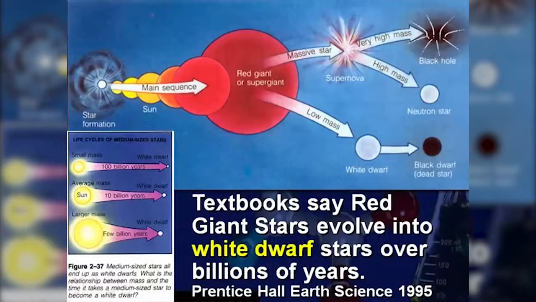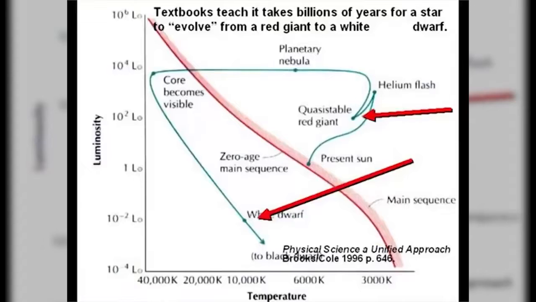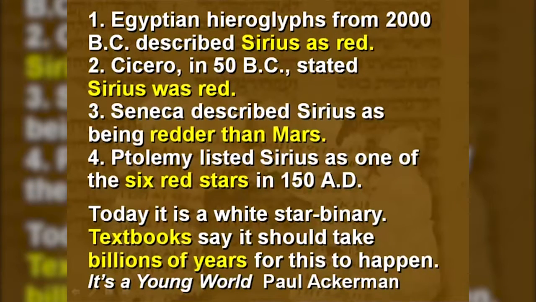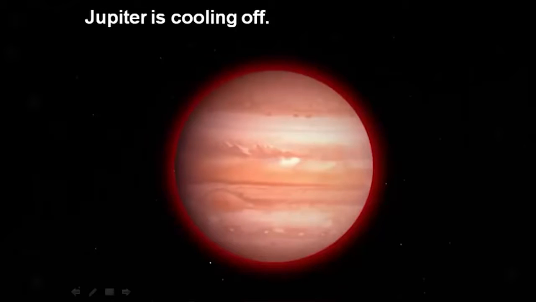Textbooks say red giant stars evolve into white dwarfs stars over billions of years. They teach that it takes billions of years for a star to evolve from a red giant to a white dwarf. Well, we know this is not true. Egyptian hieroglyphs from 2000 BC describe Sirius as red. It was observed to be red as recently as 150 AD. Today it is a white star binary. So no, it does not take billions of years for this to happen. It only takes thousands. Jupiter is cooling off and therefore cannot be billions of years old.